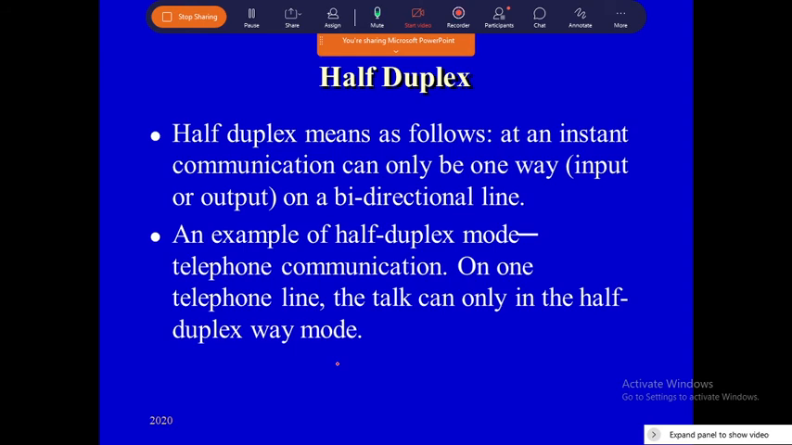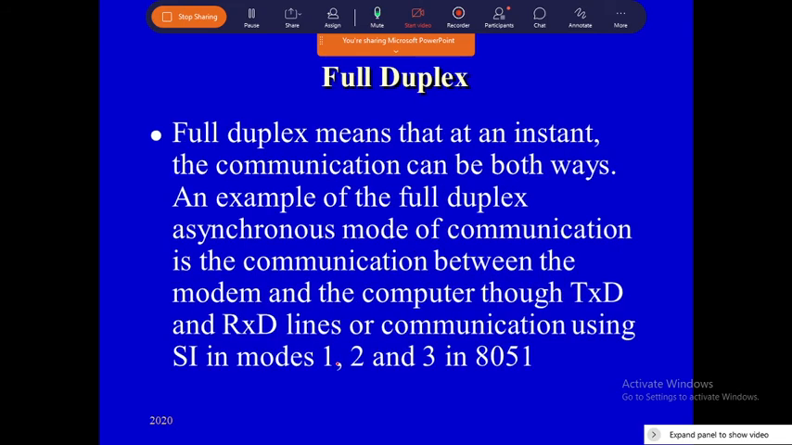See, full duplex means at an instance the communication can be both ways, on unidirectional serial lines or parallel lines. That is full duplex.